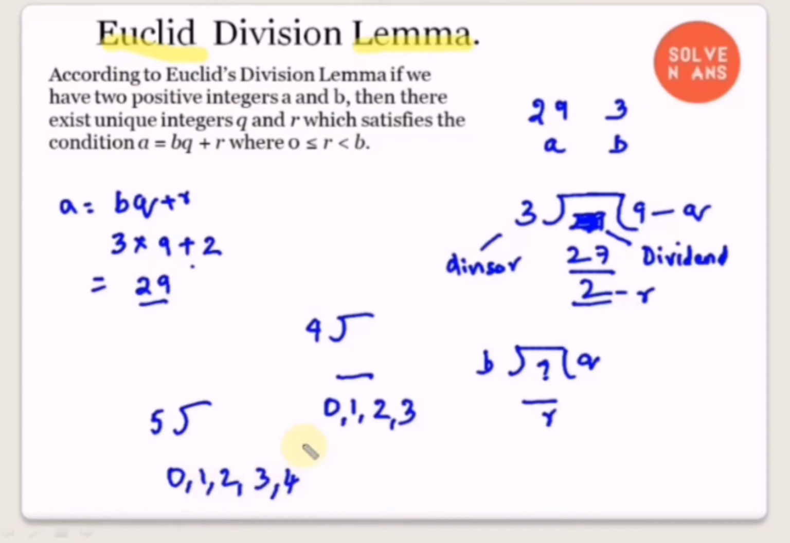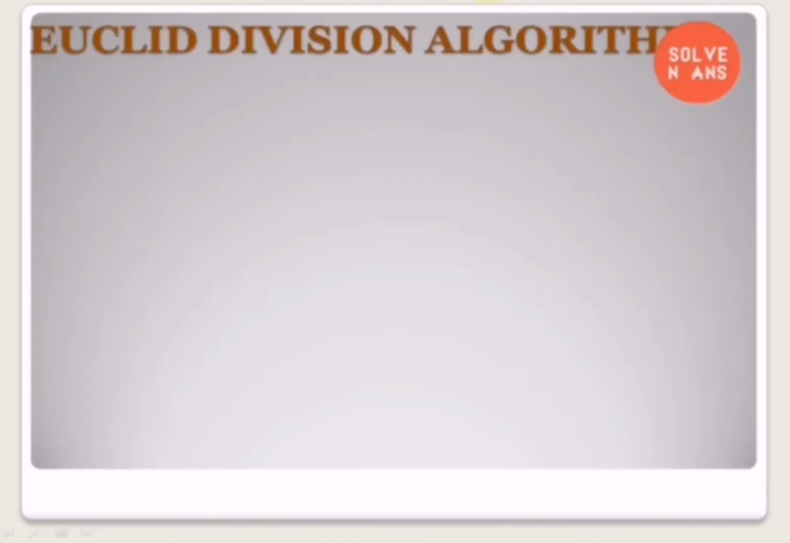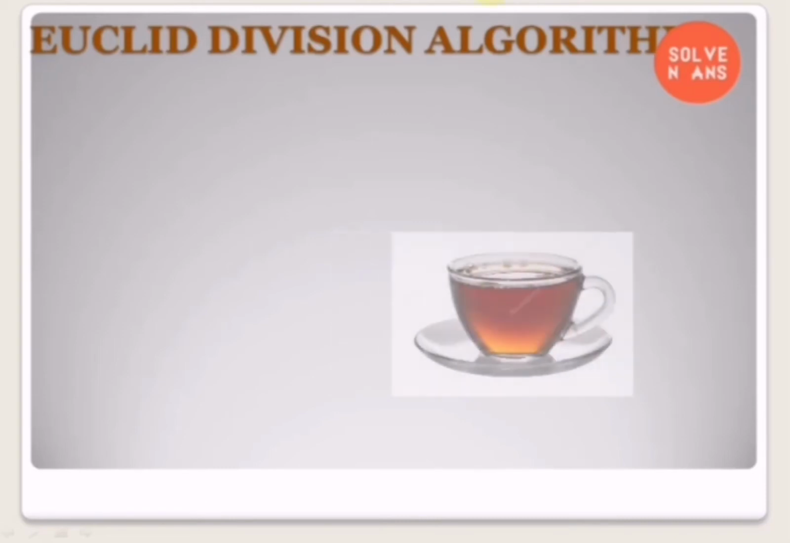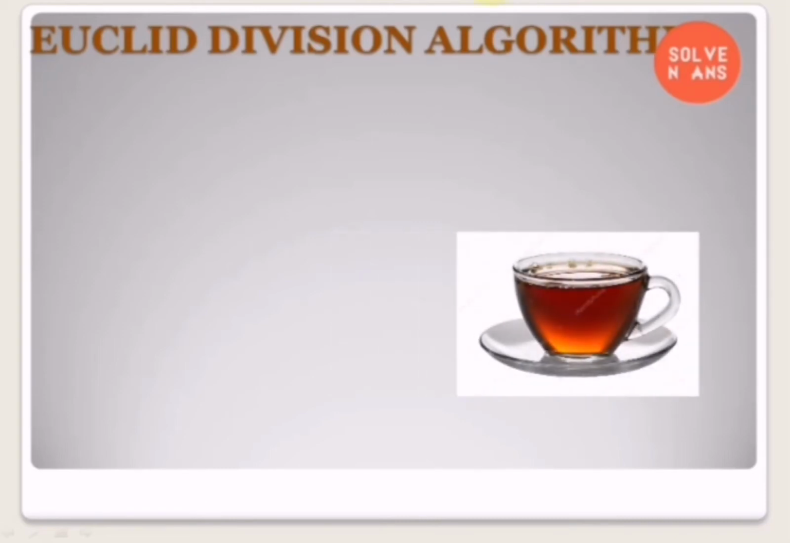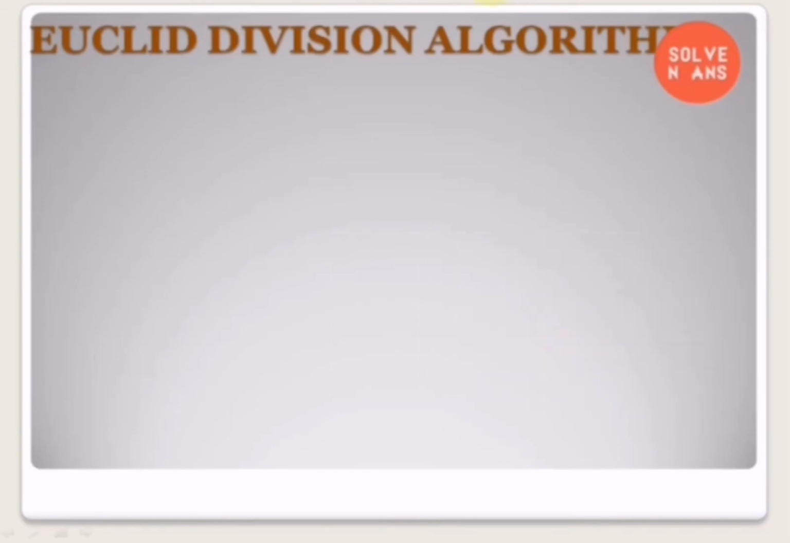Hope you have understood division lemma. Now moving on. Coming to Euclid's division algorithm, an algorithm is nothing but the steps that are involved in a process. For example, if you are making a cup of tea, the steps involved in making a cup of tea are nothing but an algorithm. This name itself seems very complicated, but when you see the steps and the process, you will feel that it is so easy, just a piece of cake.